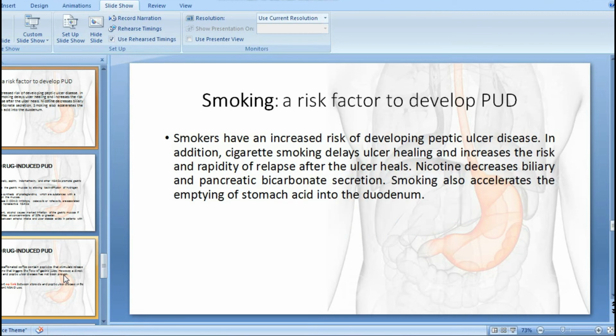Let's come towards the next slide, which is risk factors. Smoking is a risk factor. Smokers have an increased risk of developing peptic ulcer disease. In addition to that, cigarette smoking delays ulcer healing and increases the risk and rapidity of relapse after the ulcer heals. Nicotine decreases biliary and pancreatic bicarbonate secretions. Smoking also accelerates the emptying of stomach acid into the duodenum.